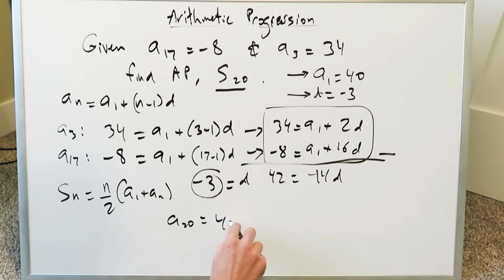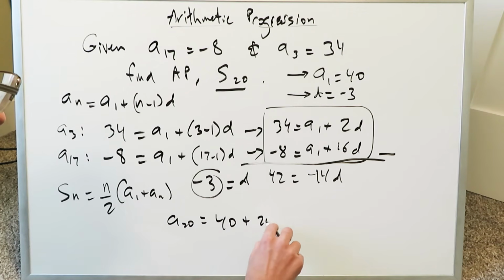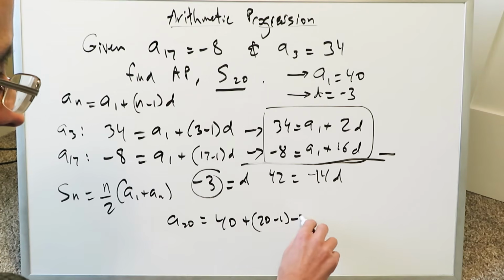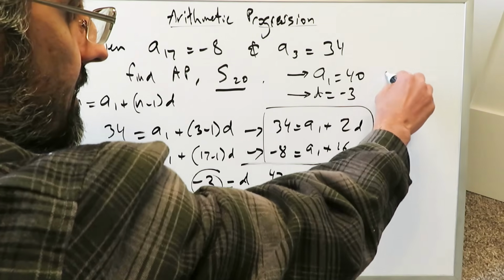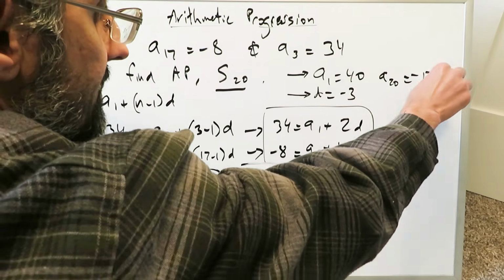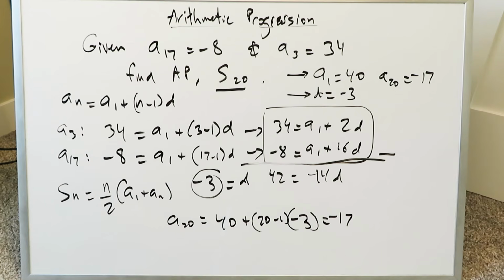It would be 40 plus n minus 1, which is 20 minus 1 times your common difference minus 3. When you do this, you'll get your a20th value, and then we can easily determine the sum of those 20 values of that progression. We'd have 19 times minus 3 plus 40. I'm getting here an a20 value of minus 17. So a20 is equal to minus 17. Now we have everything in play to determine the sum of the first 20 items of this progression.